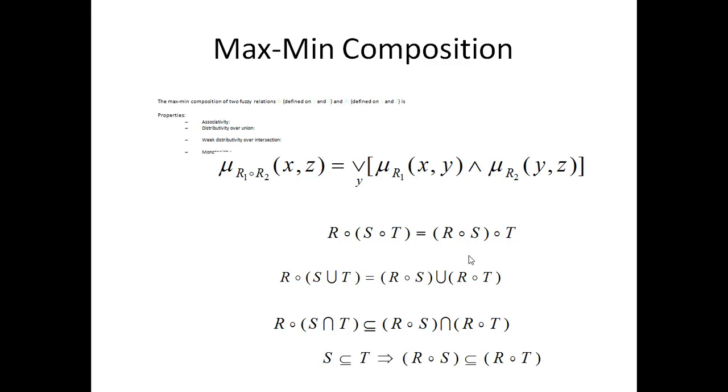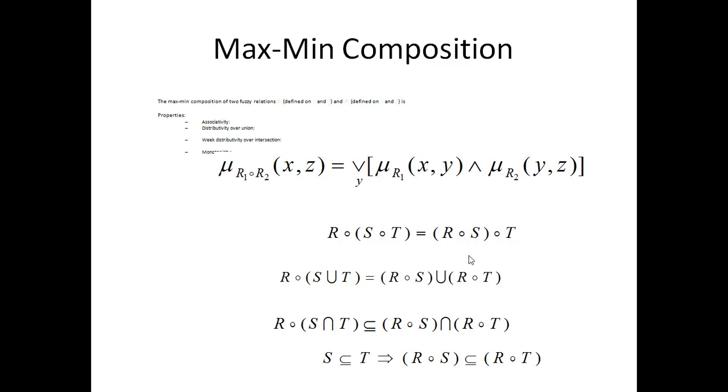So how to find it? We'll find it by using max-min composition. It's given here: mu of R1 o R2 at xz is equal to the union of mu R1 xy intersection mu R2 yz, where y is the universe of discourse lying between X and Z.